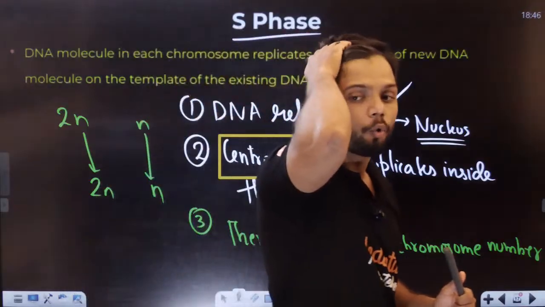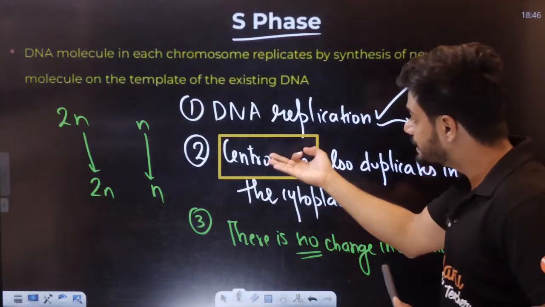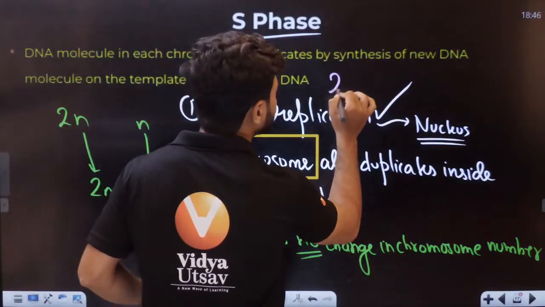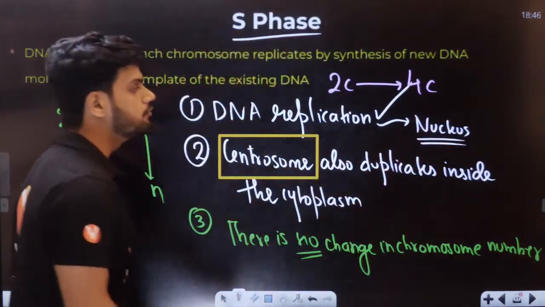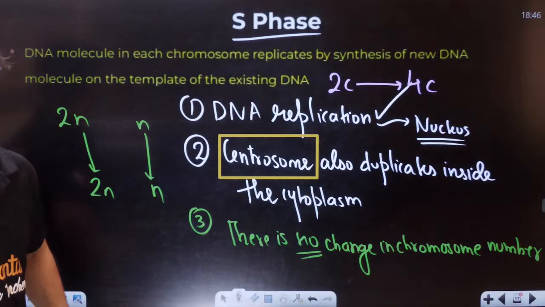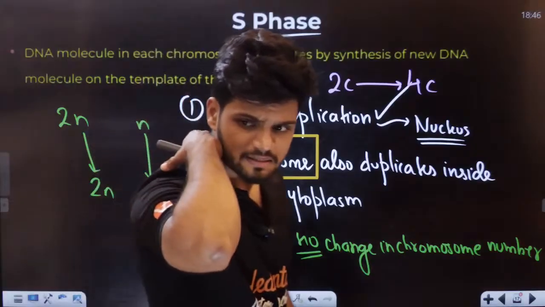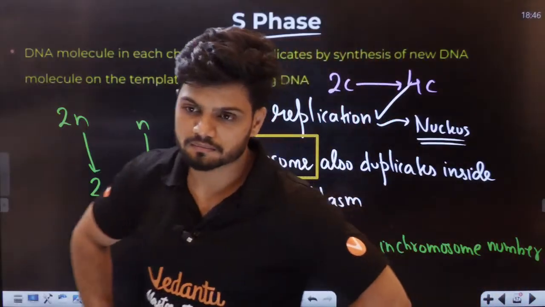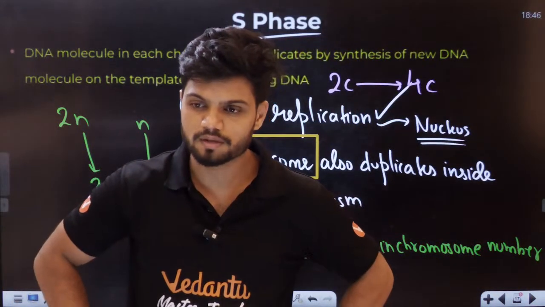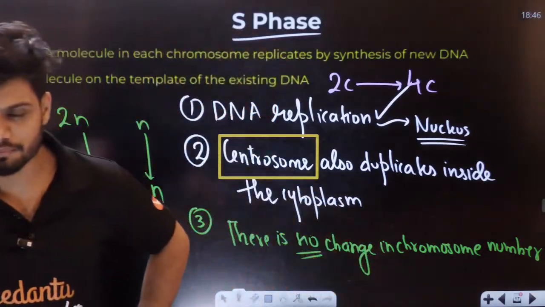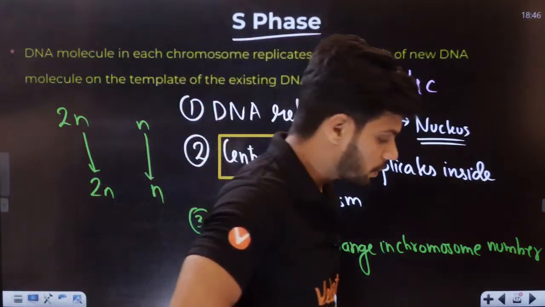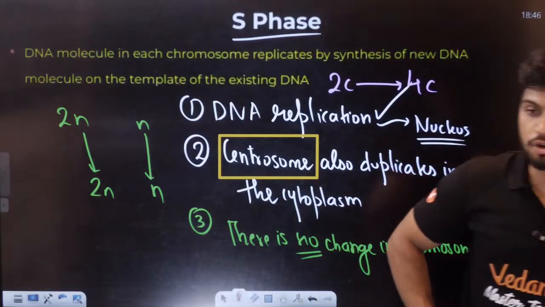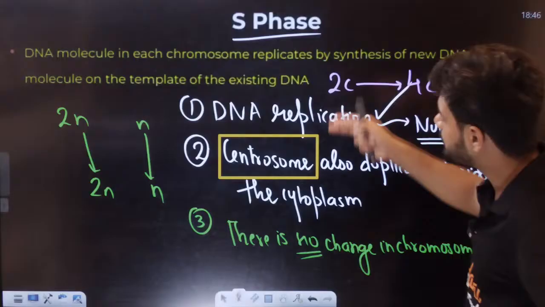The only thing which changes is the DNA replication, or the DNA content. The DNA content, students, will go from 2C to 4C. The chromosome number will remain the same. Is that clear to all of you, students? Yes or no? This is what is happening in the S phase.